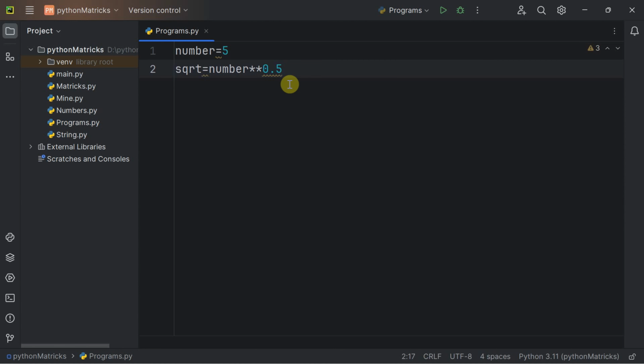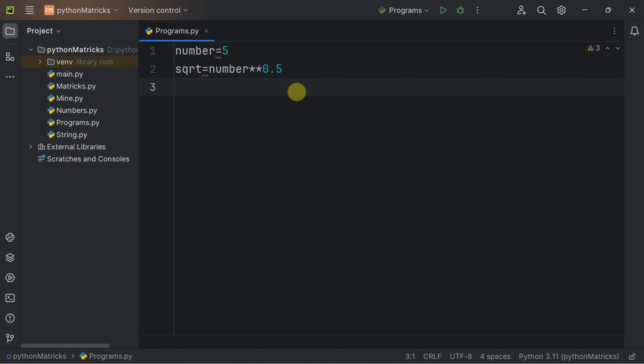For example, if we use 2, it is going to find the square of the number. If you use 3, it's going to find the cube of the number. So using 0.5, it's going to find the square root. When you use 2, it's going to find the square of a number. So let's continue by finding the square root.